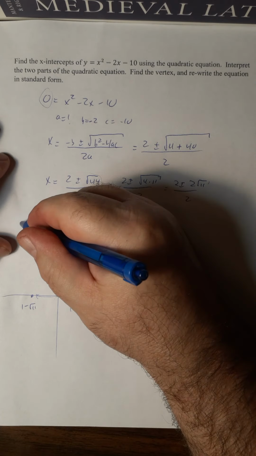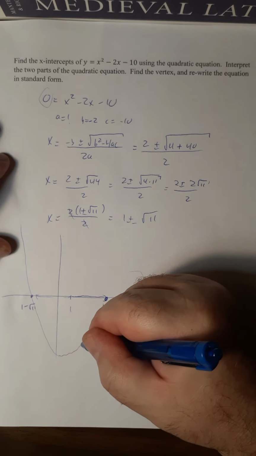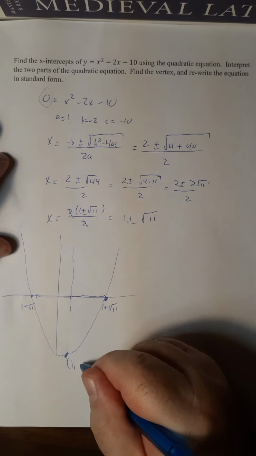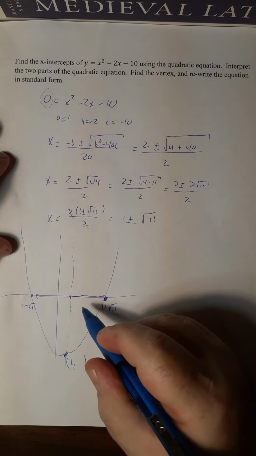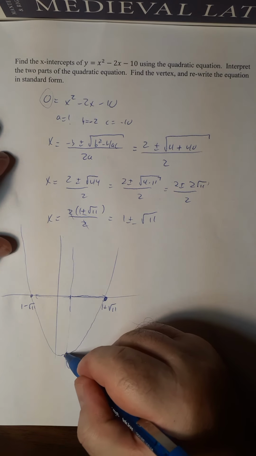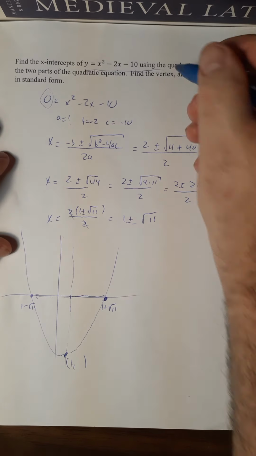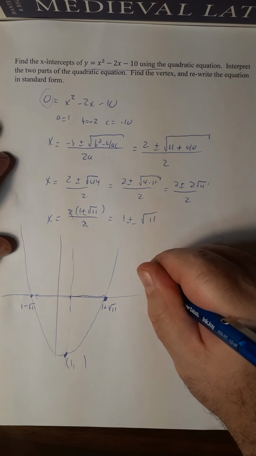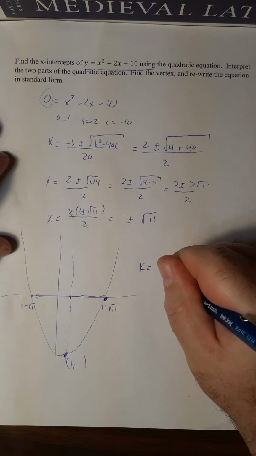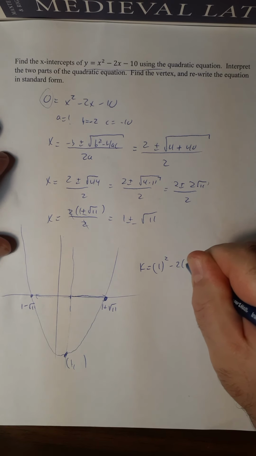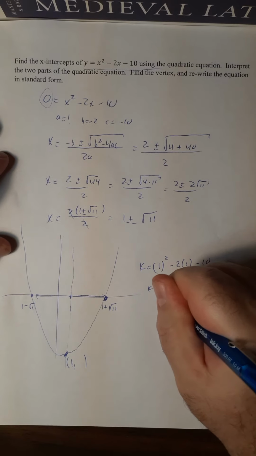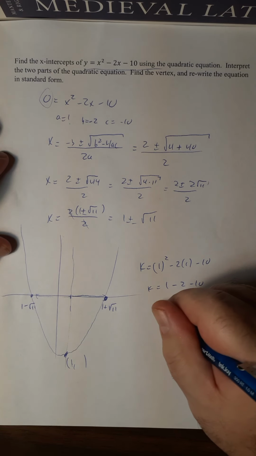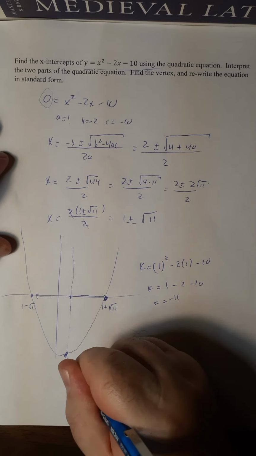A is positive, so we know it's opening up. So the graph looks like that. We know that the vertex is at 1 comma something. If I know the x-coordinate, how do I get the y-coordinate? I just plug it back into the original function because the x-coordinate of the vertex is 1. So k is 1 squared minus 2 times 1 minus 10, which is 1 minus 2 minus 10, 1 minus 12, k equals minus 11.